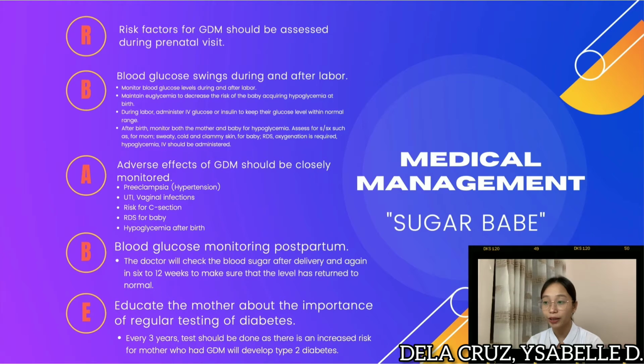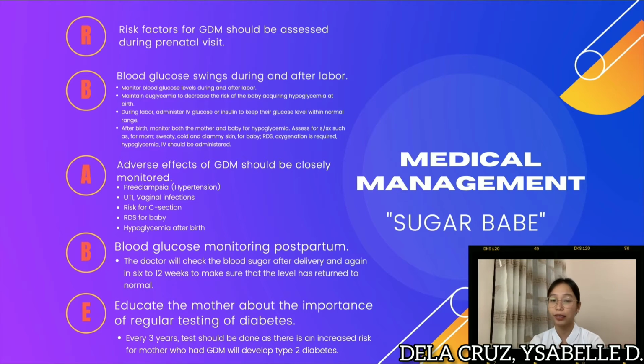Next, letter B stands for blood glucose swings during and after labor. During and after labor, the mother can experience blood glucose swings, so we have to monitor it. Primarily, we have to maintain euglycemia or the normal blood glucose level. This is to decrease the risk of the baby acquiring hypoglycemia at birth.